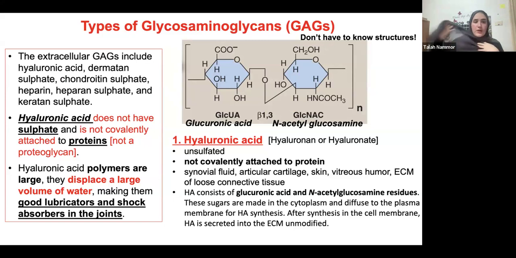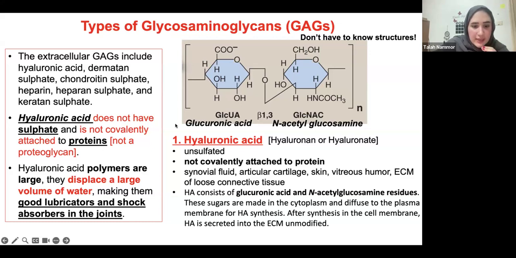Meaning it's not a proteoglycan. Okay? It's not a proteoglycan because, like we said, glycosaminoglycans are usually bound to proteins, but in here, it's not covalently attached to a protein, okay?